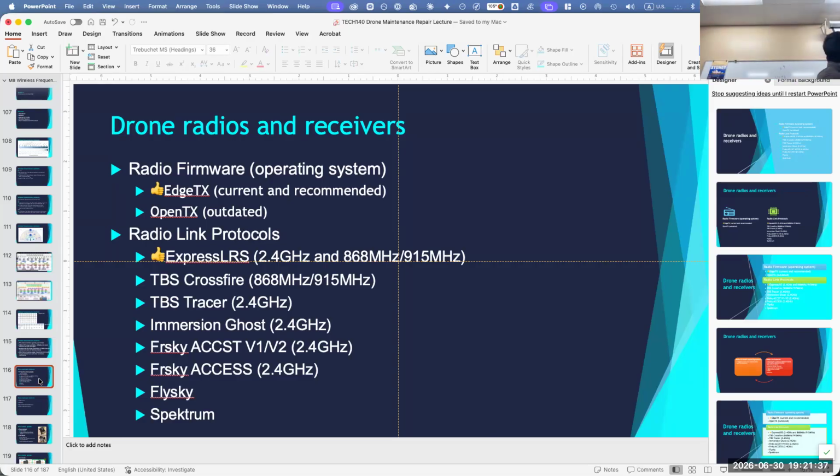This is not a brand, although some of them are tied to brands. Like TBS, I think they're the only ones that can sell their own thing. Team Black Sheep, that's what it stands for. They're like their own little proprietary thing. But Express LRS is open source, so you're going to see a lot of brands selling Express LRS.